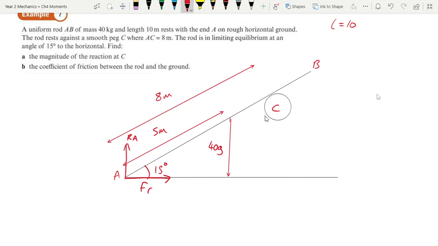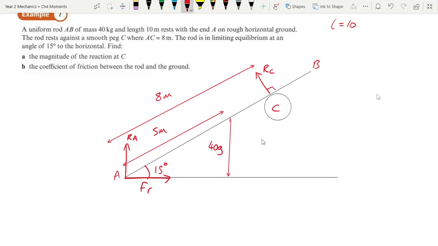Now, other forces involved, there's going to be a reaction force at C. And because this is just a surface, which is smooth, it's a smooth peg, the reaction force is going to be perpendicular. I'm just going to call this RC. So this is perpendicular to the rod. Because you can think of it as almost like a tangent to this circle. It's perfectly flat and it makes it at 90 degrees. Because it's smooth, it's like a perfect contact point, so it just acts perpendicular.